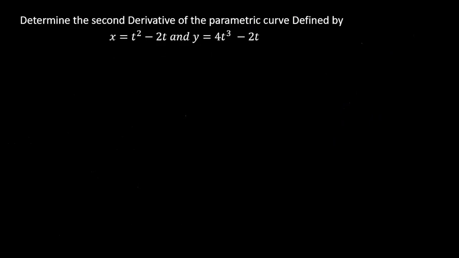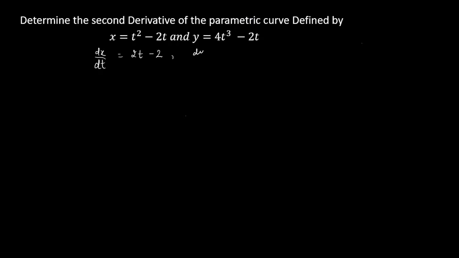So here the parametric curve is given by x equals t square minus 2t and y equals 4t cube minus 2t. Let us differentiate this with respect to t. So dx over dt is given by 2t minus 2. Here we use the power rule. The derivative of t square with respect to t is simply 2t. The derivative of t with respect to t is 1, so the derivative of 2t is simply 2.